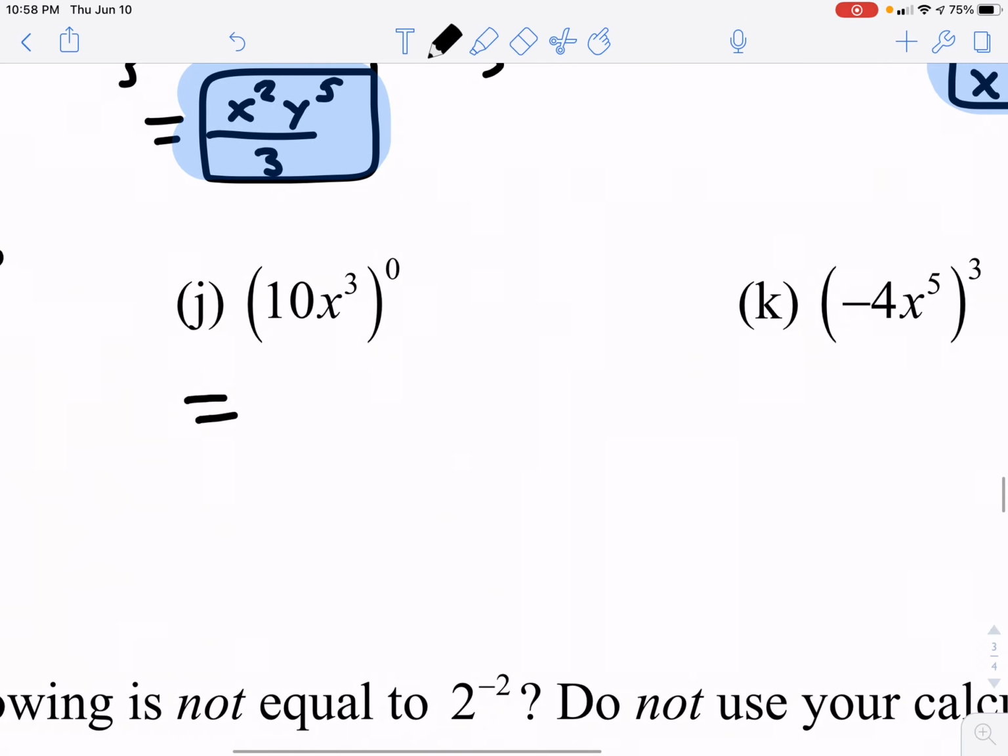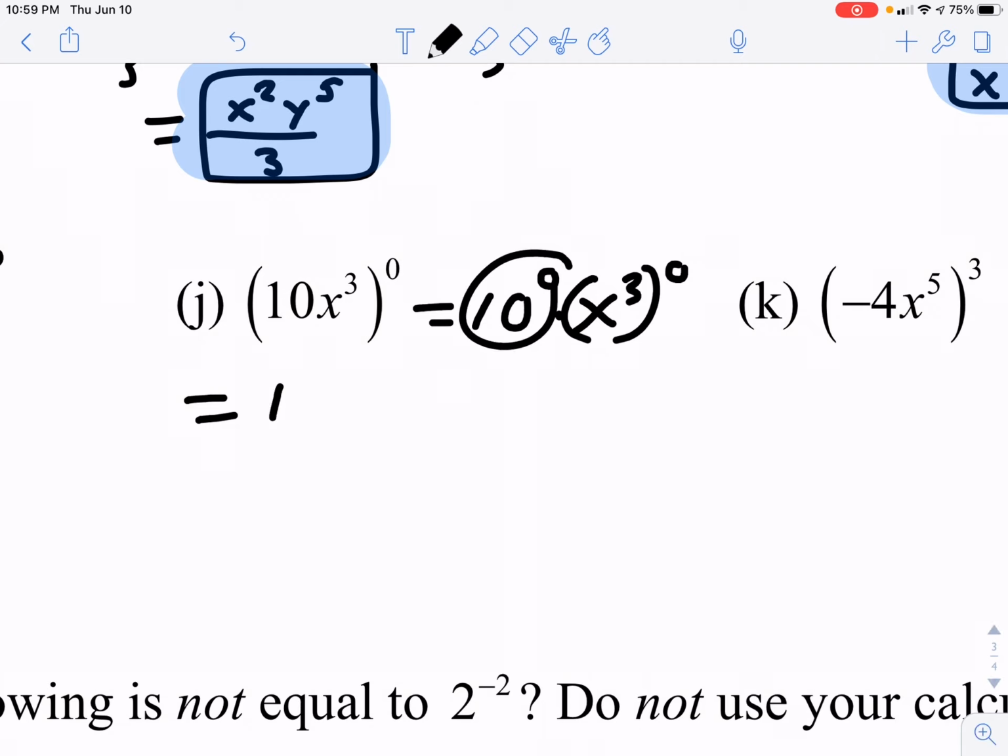Letter J, we have 10 to the 3, we have 10 to the 0 power. Notice we have 10x cubed, all raised to the 0 power. So this is 10 to the 0 power times x cubed raised to the 0 power. Well, that's the same thing as 1 times an x cubed raised to the 0 power, which is also 1. In other words, we just get 1.